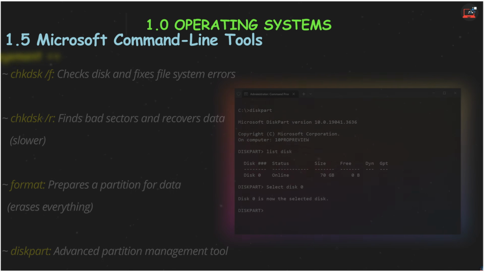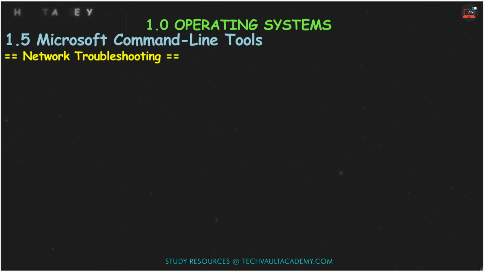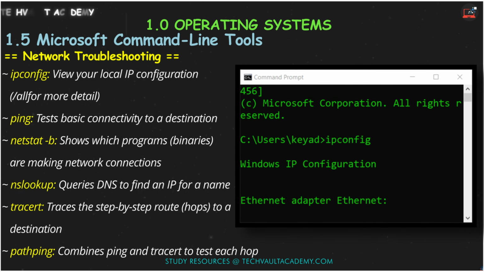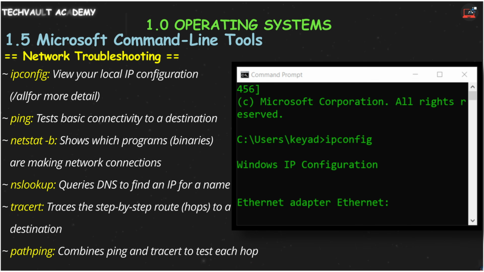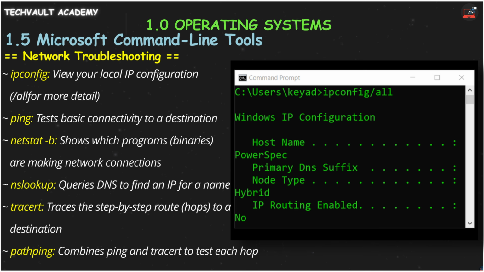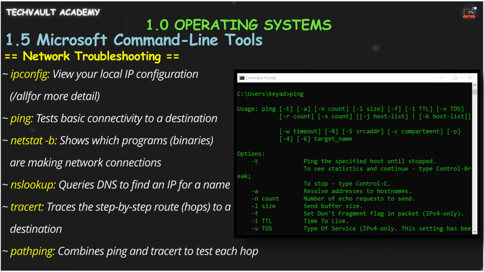Now for the crucial network troubleshooting tools. ipconfig shows your IP address, subnet mask, and gateway. Use ipconfig /all to see even more details, like your MAC address and DNS servers. Ping is your go-to tool to test basic connectivity to another device.